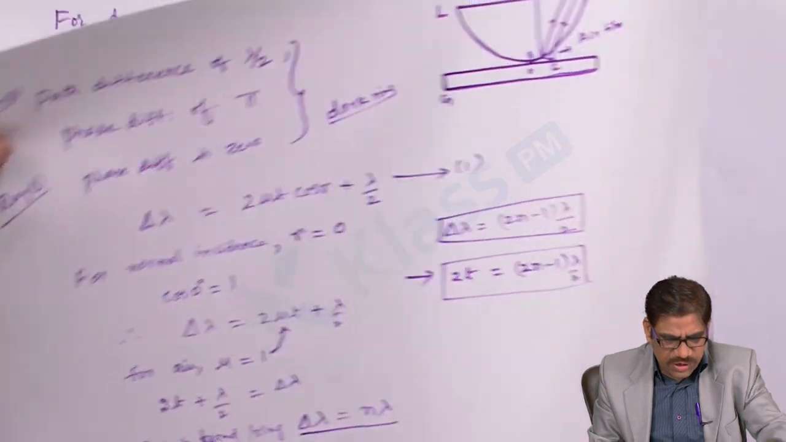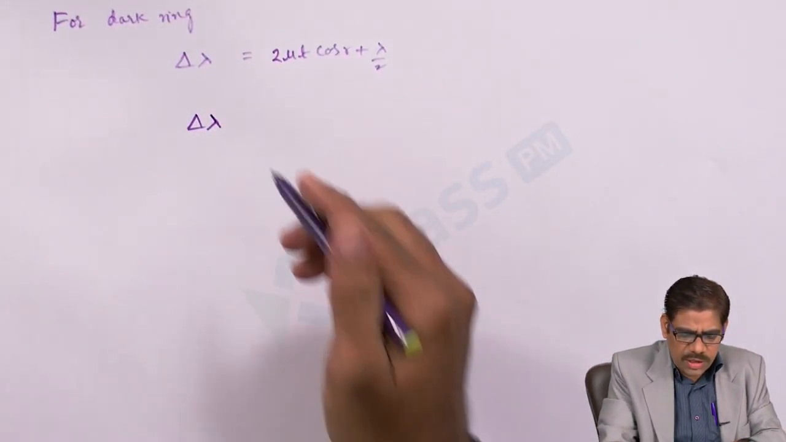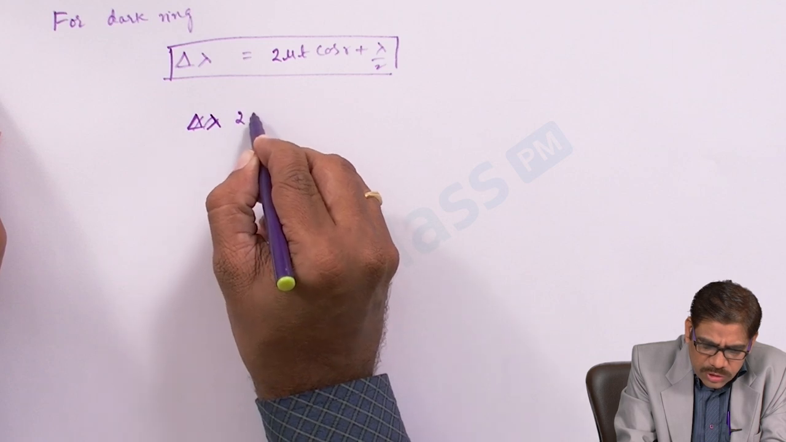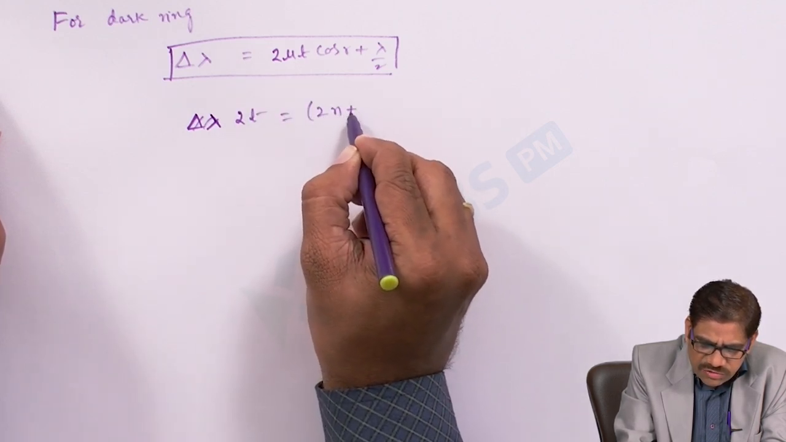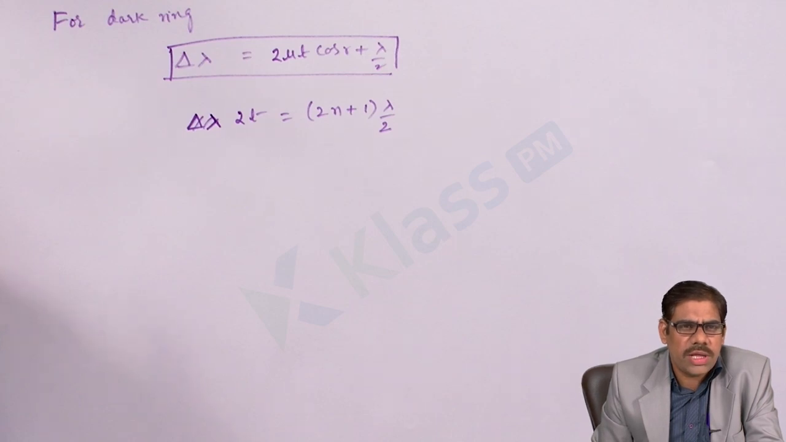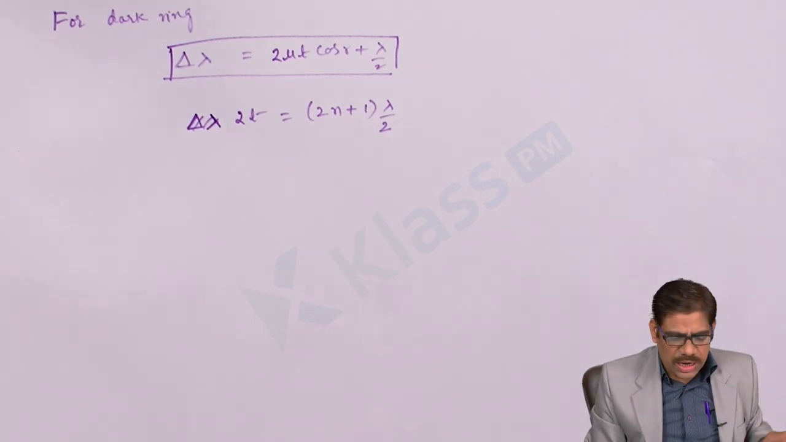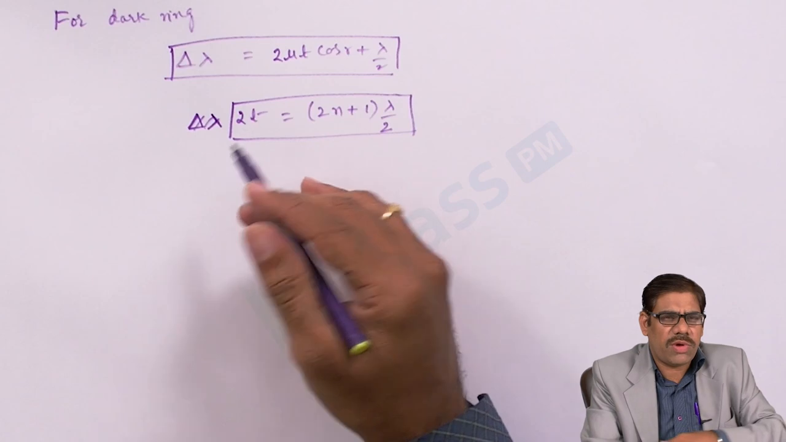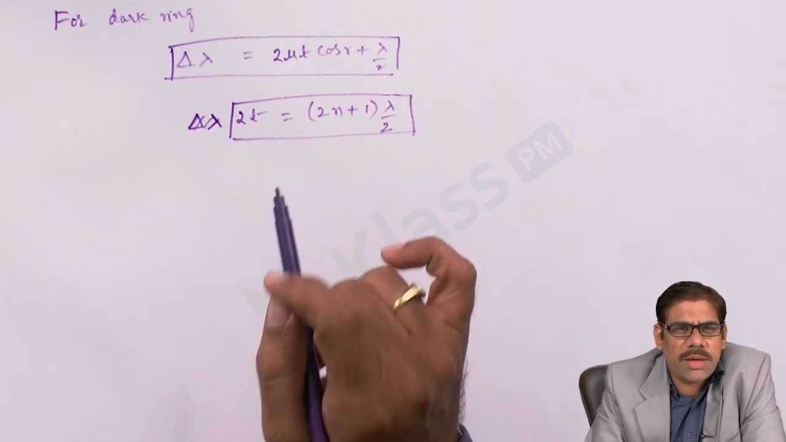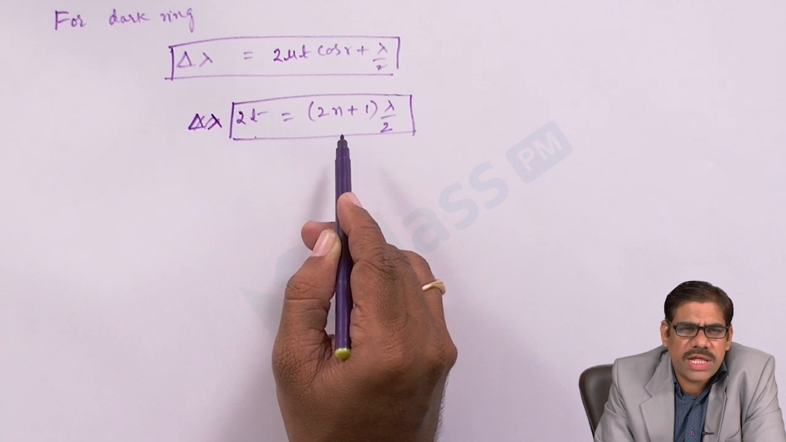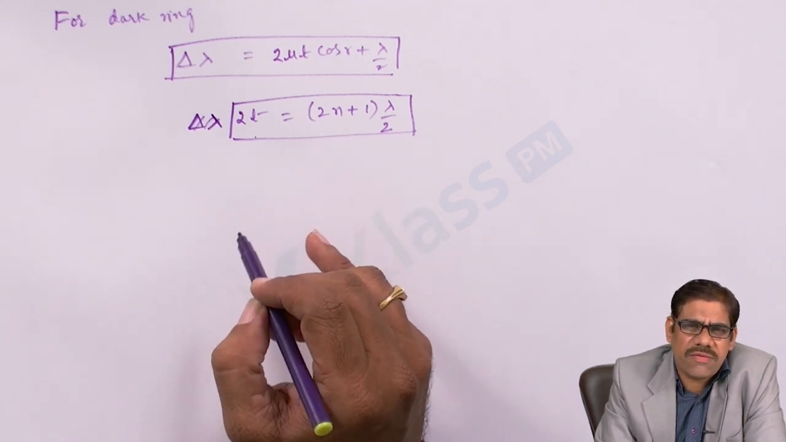Now, the same thing when we apply for the dark band, the dark ring, with reference to the same equation, resolving it again, we can write 2t is equal to 2n plus 1 into lambda by 2. Whatever we applied for the brighter ring is applicable in the case of the dark ring as well. So, 2t is equal to 2n plus 1 into lambda by 2 is the condition for the dark ring formed because of the reflected rays.